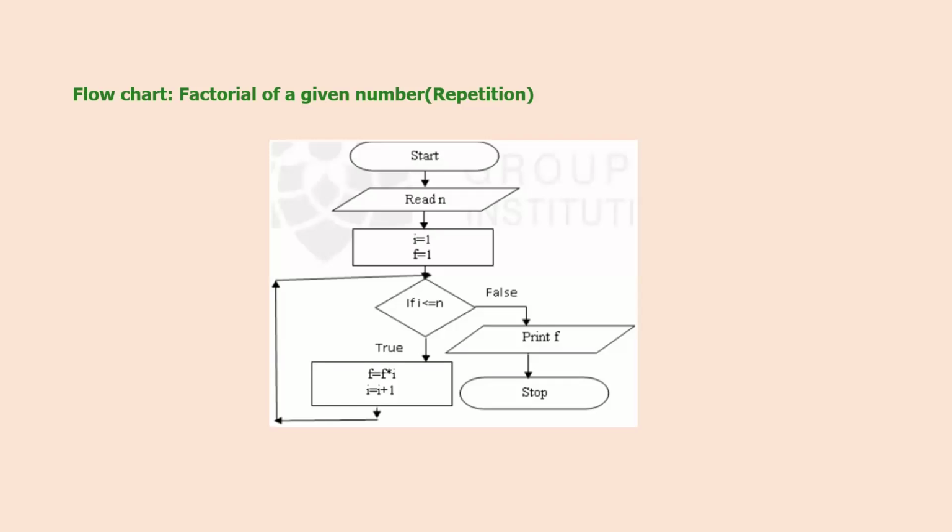The flow chart for the factorial of a given number for our algorithm is given here. In the diamond box, we are checking the condition. In the rectangle box, we are giving the initial value. First, we input in the parallelogram box, read n. Then you set the initial values I equal to 1, f equal to 1. If I is less than or equal to n is true, you multiply the f value and increment the I value. If it is false, we have come to the final stage, so you print the f value.